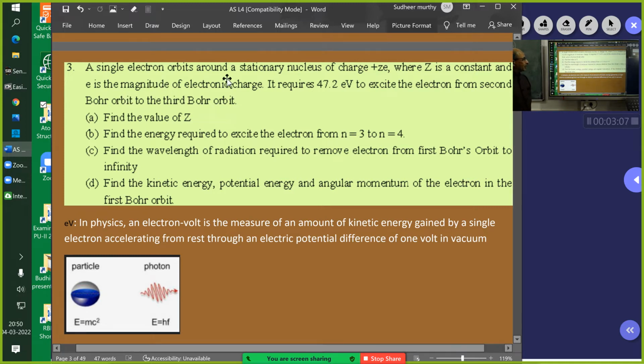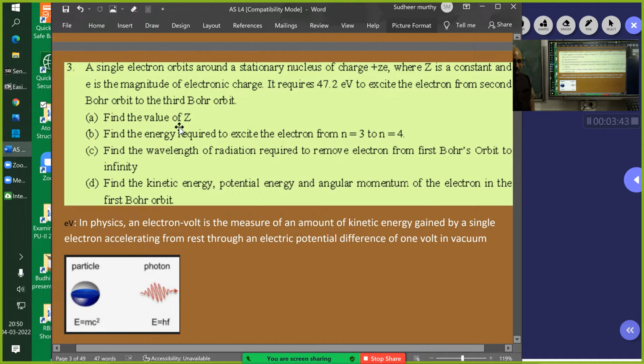A single electron orbits around a stationary nucleus of charge plus Ze, where Z is a constant and e is the magnitude of the electron charge. It requires 47.2 electron volts to excite the electron from second Bohr orbit to third Bohr orbit. Find the value of Z, find the energy required to excite it from n is equal to 3 to 4, find the wavelength of radiation from the first Bohr orbit to infinity, find the kinetic energy and potential energy, angular momentum of the electron in the first Bohr orbit.